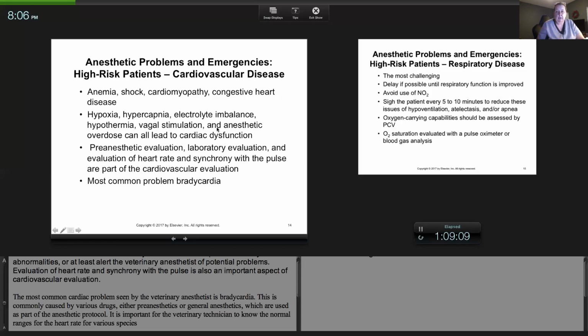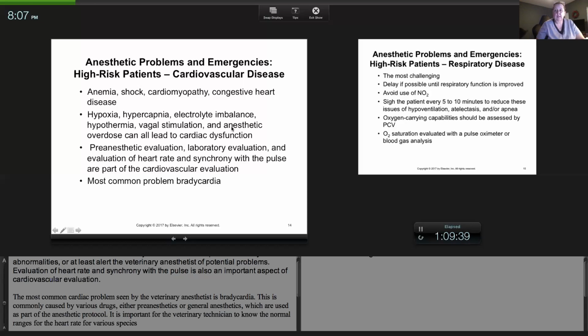Vagal stimulation. Now, vagal stimulation tends to happen usually during intubation. Sometimes the surgeon pulls on the stomach or tugs on the esophagus and they can cause vagal stimulation. Brachycephalics, especially bulldogs, have a high vagal tone, and dachshunds. Those are all breeds that tend to have a lower heart rate or are prone to vagal stimulation, which causes a bradycardia.